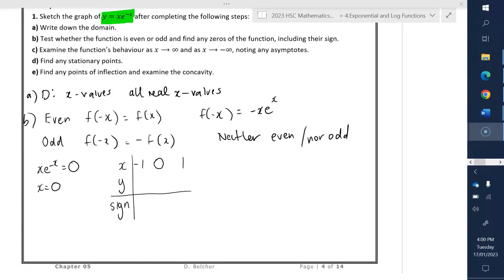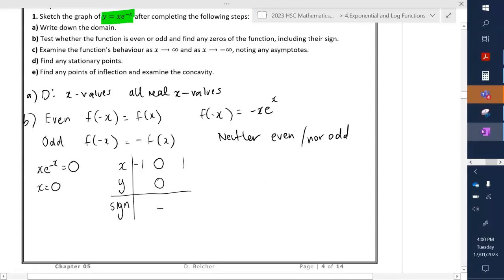Remember, we always were picking nice, simple values that were close to where our 0 was going to be. So we're popping in these values at minus 1, 0, and 1 into our function up here. We know that our 0 value is going to be 0, so there's no sign there. But for minus 1, we'll pop minus 1 in there. I get minus 1 e to the 1. So I'm going to get a minus e value there. For this one here, I'm going to get 1 in there. It's going to be 1 times e to the minus 1. So I'm going to have e to the minus 1 there. Minus e is going to be a negative value. And e to the minus 1 is going to be a positive value.